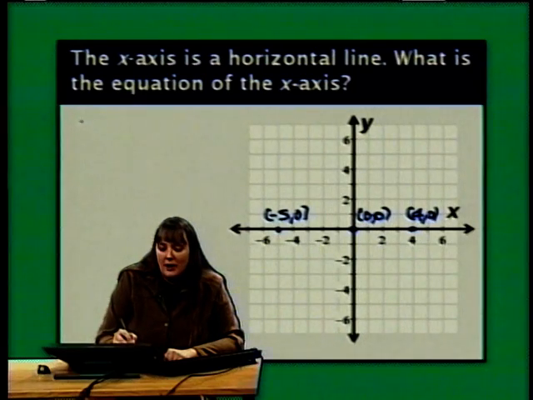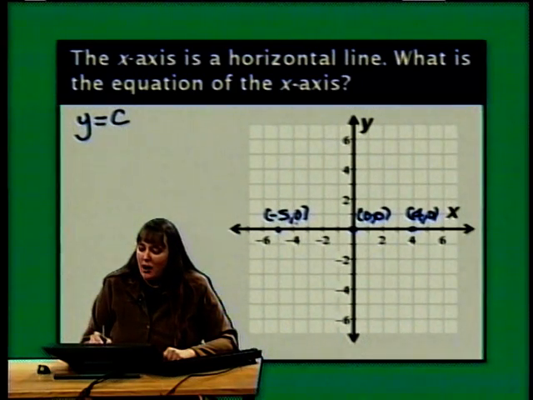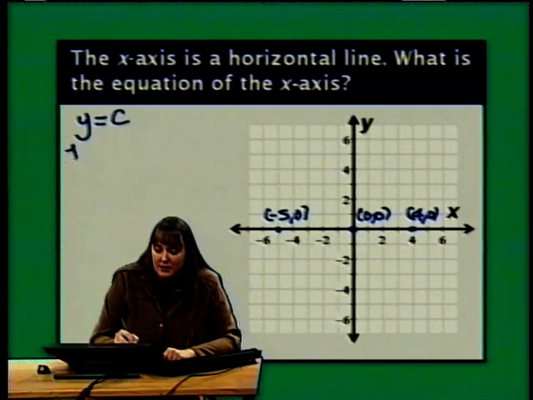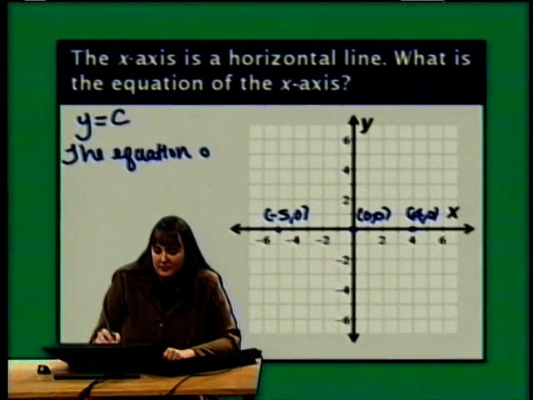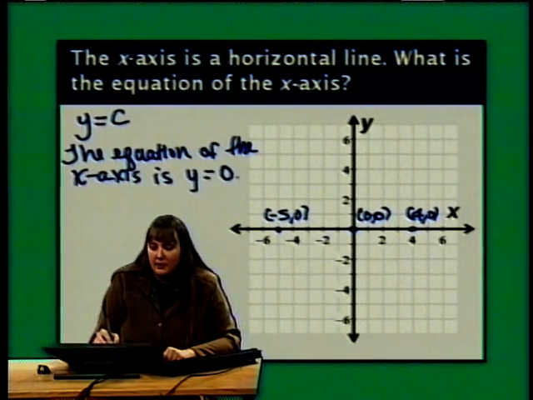Remember, horizontal lines always take on the form y equals a constant. We just see from our 3 points that the constant would have to be 0 in this case. In all three of these points, the y value is 0. So the equation of the x-axis is y equals 0.